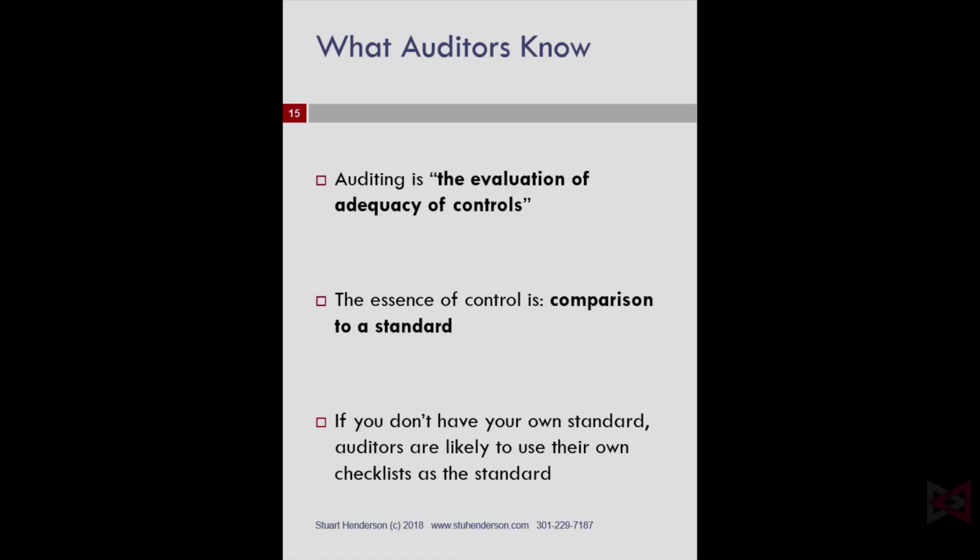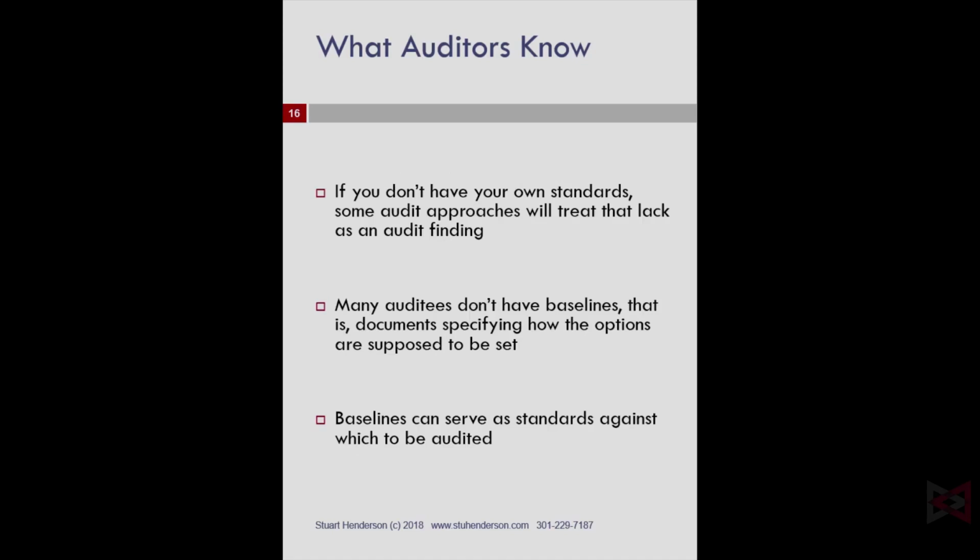If you don't have your own standard, the auditors are likely to use their own checklists, and they may or may not be useful to you. If you don't have your own standards, some audit approaches, they're starting to say, what management controls do you have in place? We're not going to just use our checklist on what your security settings are. We're going to look at your policy and your baseline documents and your standards and your procedures and say, have you put formally in writing, have you documented the things that you need to be doing and how you do them to have good security or good financial integrity or good capacity planning or whatever?